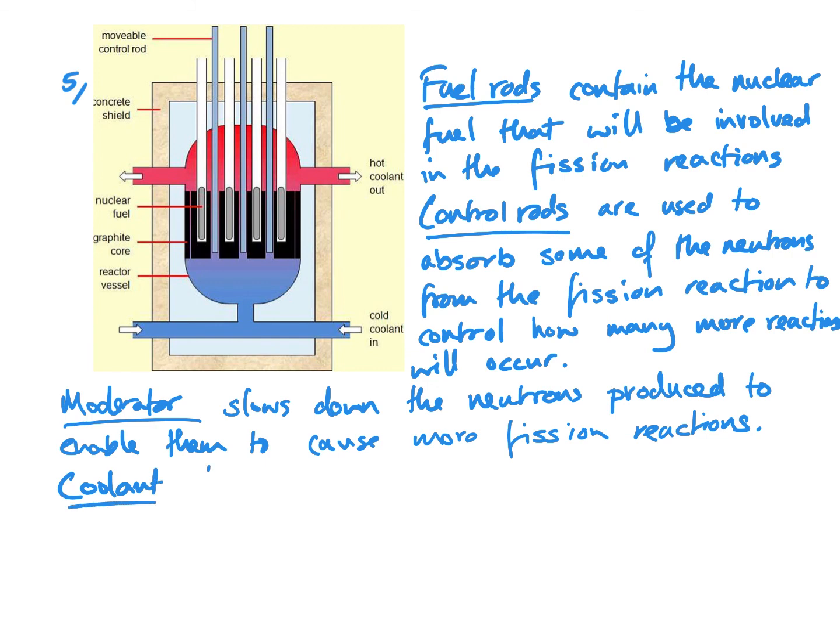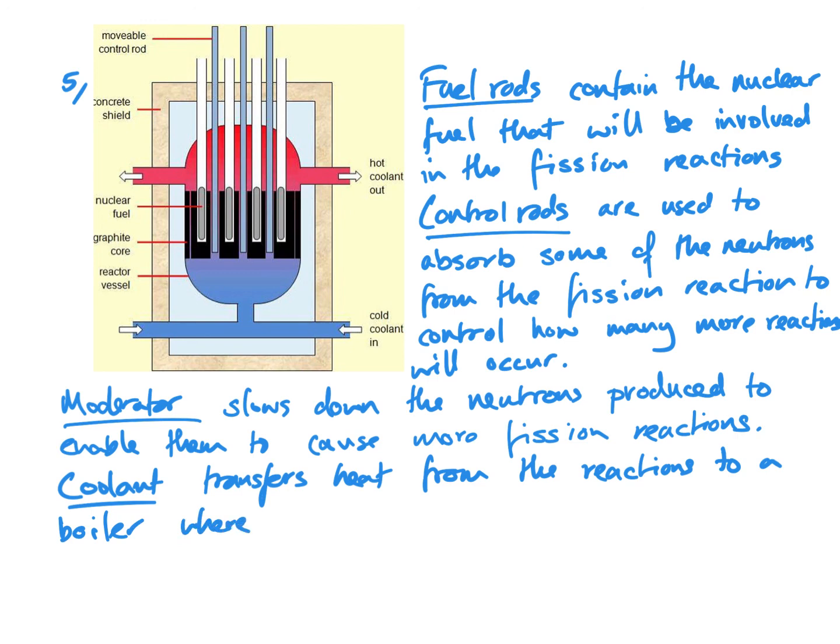The coolant carries heat from the reactions to a boiler where steam is produced. So we want heat, but we don't want it all just to build up inside the reactor, or it'll make the reactor melt. So we're taking that heat away. So we're not making heat so we can then cool it. We're making heat so we can use that heat to do something like produce steam, which in turn can produce electricity.